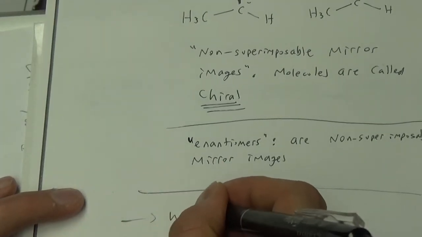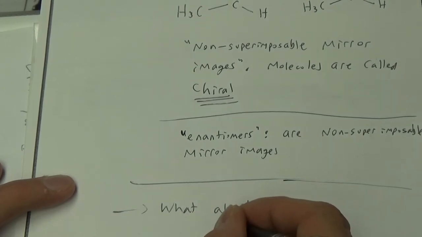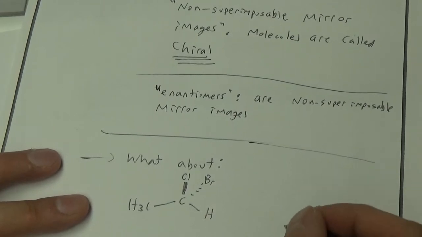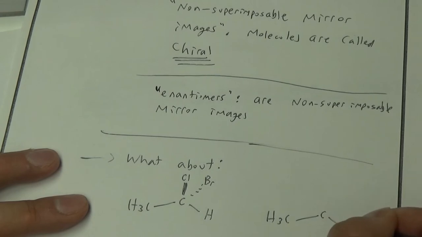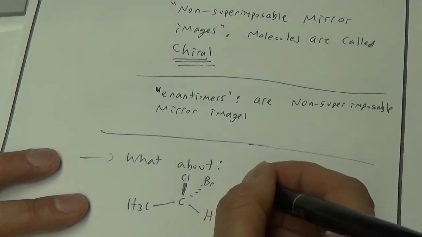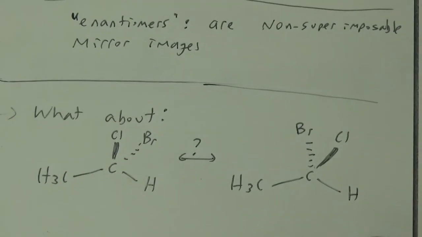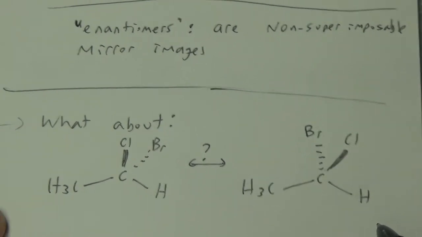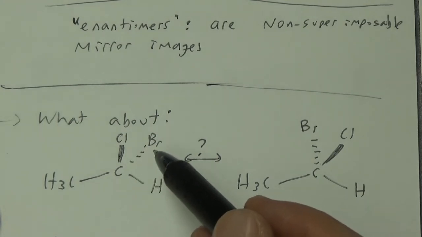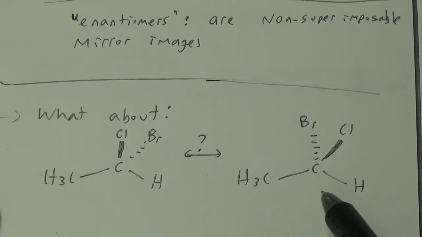What about these two molecules? It kind of looks like one of the ones I just drew. The question I'm asking, even though this looks like a resonance arrow, is what's the relationship of these molecules? It looks like chlorine is coming towards us and maybe to the left a bit, and the bromine's going away and to the right. Here the bromine's going away to the left, and the chlorine is coming towards us and to the right. Are these non-superimposable mirror images? Yes or no?